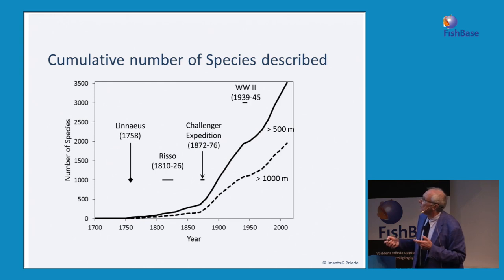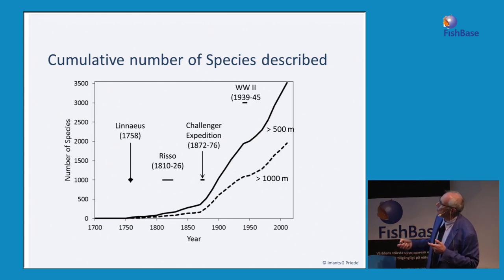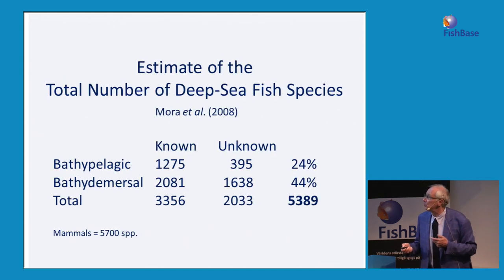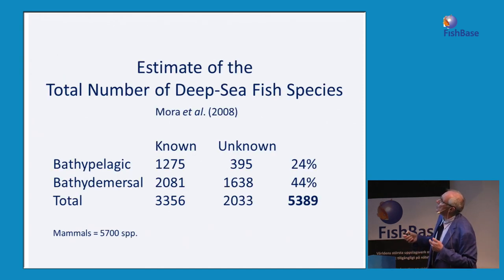So since those times, we've got Linnaeus with just a few species, maybe 10 species, Risso, and then the Challenger expedition, and successive ones. And the rate of discovery of deep-sea fishes has been accelerating since that time. A recent assessment from FishBase is that the prediction is that there will be about 5,400, 5,500 species of deep sea fish.